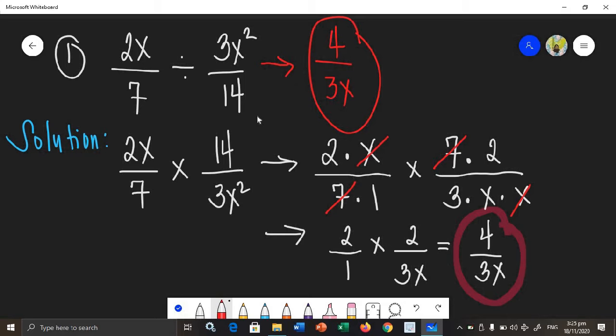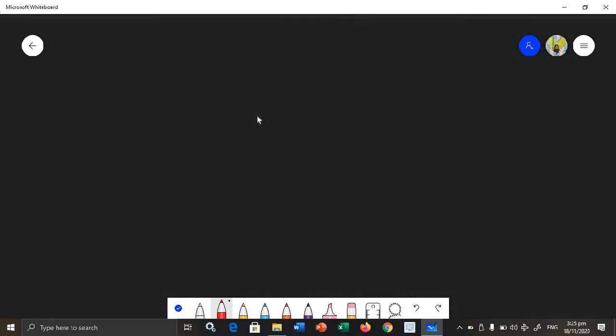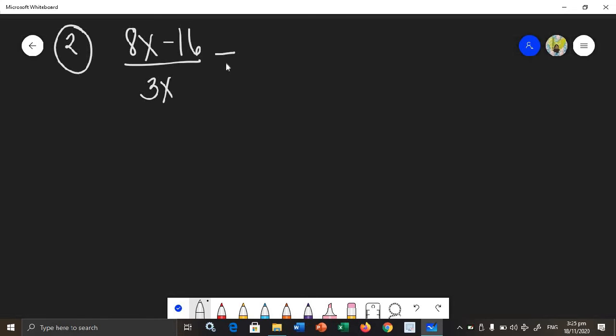How about example number 2? Let's say we have a binomial: 8x minus 16 all over 3x, and we need to divide it by 3x minus 6 over 4x squared. Again, we will get the reciprocal of the divisor and change the operation before we proceed to compute for the quotient.